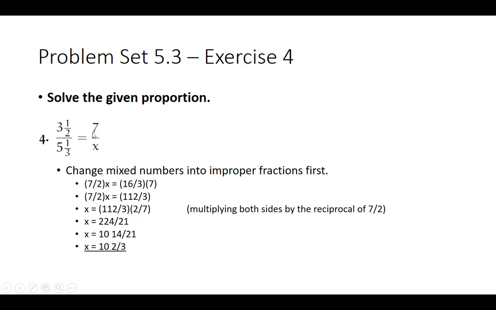Let's turn that back into a mixed number because we had mixed numbers in the problem. 224 divided by 21 is 10 with a remainder of 14, which goes over the 21. And 14/21 reduces to 2/3. So 10 2/3 is our x.